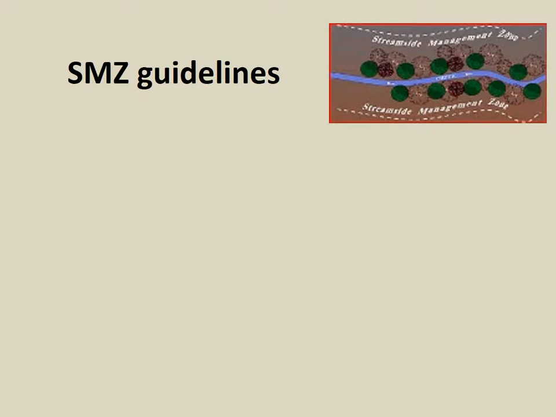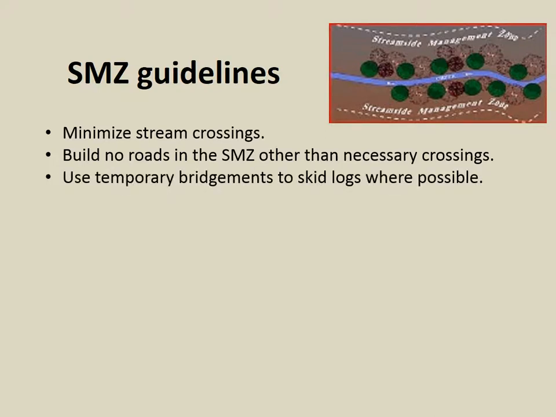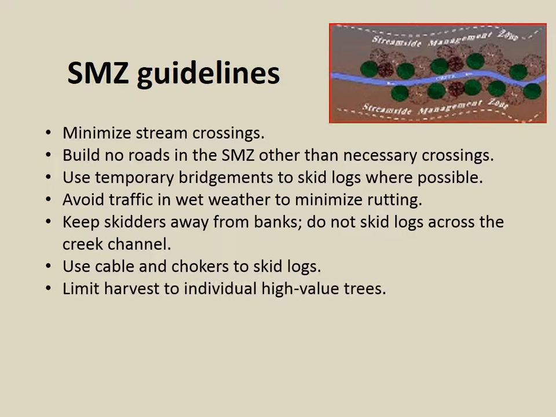Typical streamside management zone guidelines often include minimizing stream crossings, building no roads in the SMZ other than necessary crossings, using temporary bridges to skid logs where possible, avoiding traffic in wet weather to minimize rutting, keeping skidders away from banks so as not to skid logs across the creek channel, using cable and chokers to skid logs, and limiting harvests to individual high-value trees.